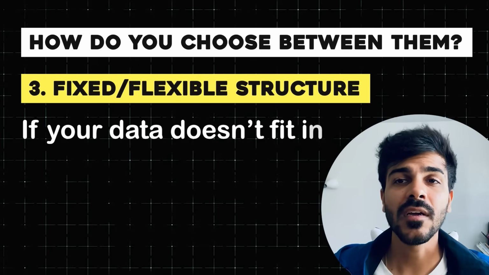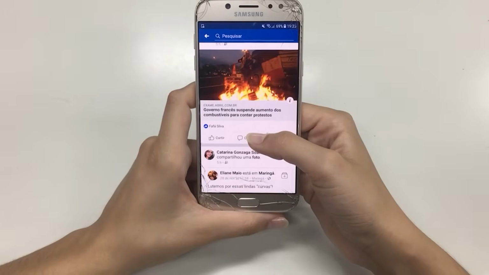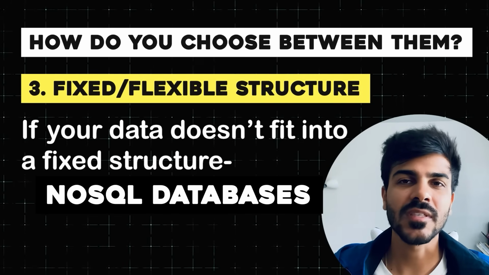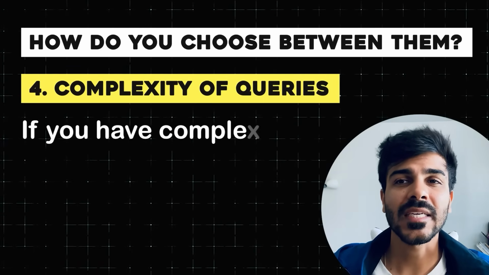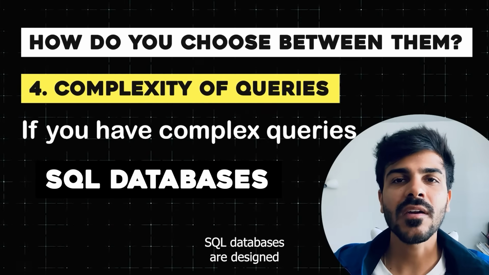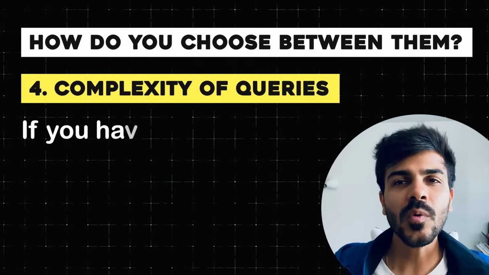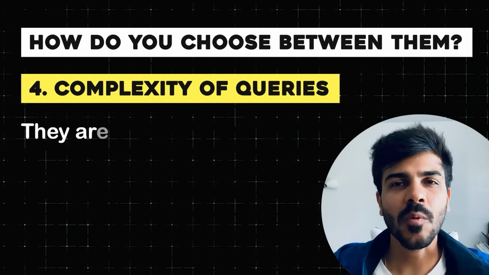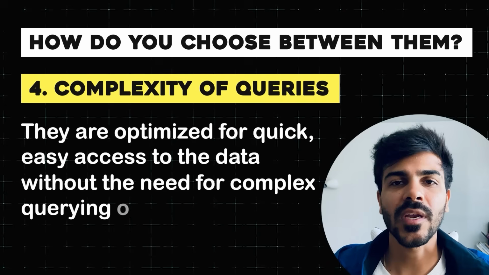On the other hand, if your data doesn't fit into a fixed structure, NoSQL should be your choice. Remember our earlier example of social media posts? That kind of unstructured data would go well with the NoSQL databases. Another consideration is the complexity of your queries. If you have complex queries that need to be executed on your data, SQL is the better choice. SQL databases are designed for intricate queries that involve multiple tables, complex joins, and filtering. But if your queries are simpler and more straightforward, NoSQL databases can handle them just fine. They are optimized for quick, easy access to the data, without the need for complex querying or operations.